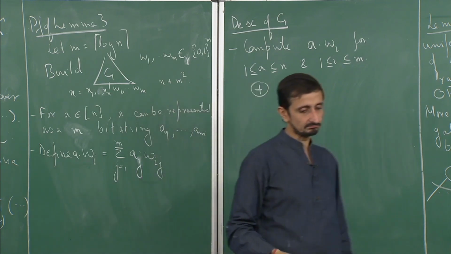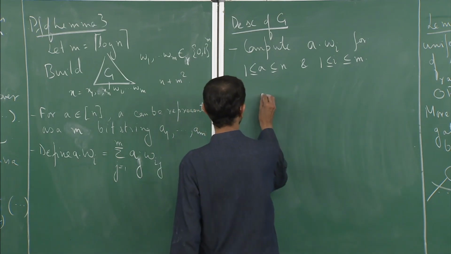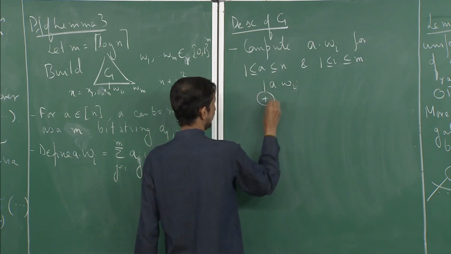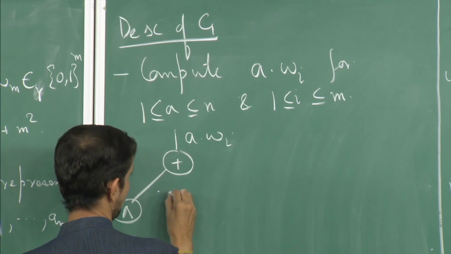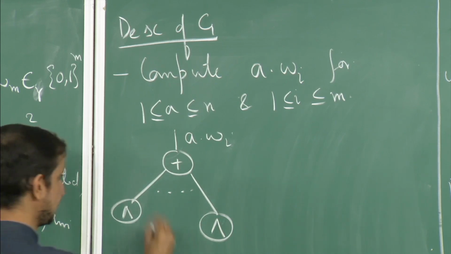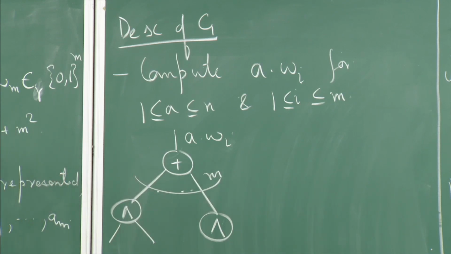Okay, so let's say that I want to compute A dot W_i. I will have a parity gate, and how many AND gates will I have? M many AND gates, and each AND gate will take what as input? So what is A dot W_i? It is just the dot product. How do I compute the dot product?